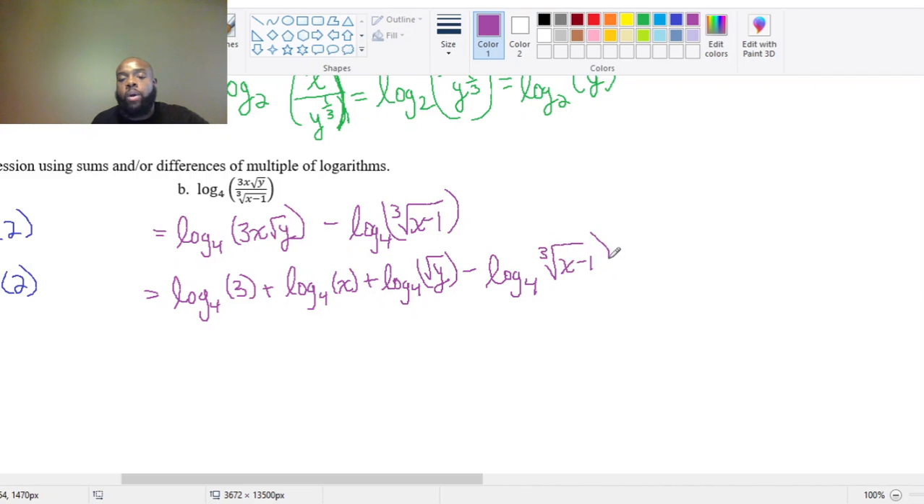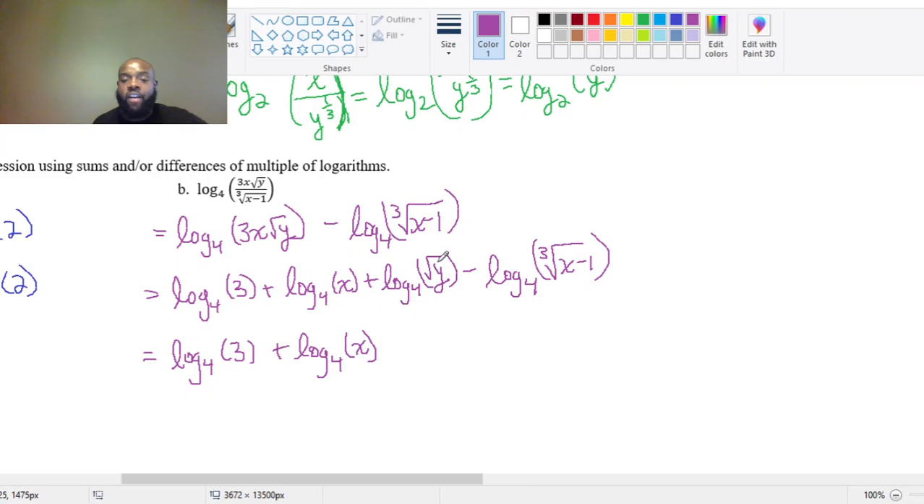Now, this log at base 4 of 3 can't be simplified any further. You can't expand that any further. This one right here can't be expanded any further, but these two can. And whenever we see a radical, remember that is a fractional exponent. And with those fractional exponents, we can use our power rule to bring that exponent out front to be a product in front of our logarithm.